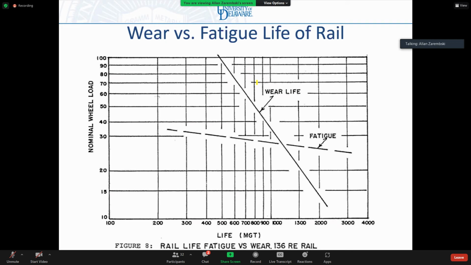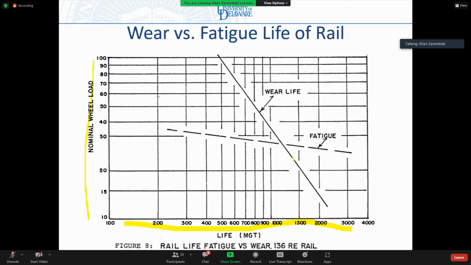Okay, so the obvious question is, what do we replace our rail for? Which happens first, wear or fatigue? And the answer is it depends. It depends on where you are. It depends what you're doing. For example, this particular graph shows static wheel load as a function of life in millions of gross tons for wear versus fatigue.